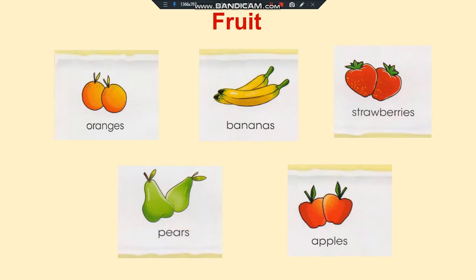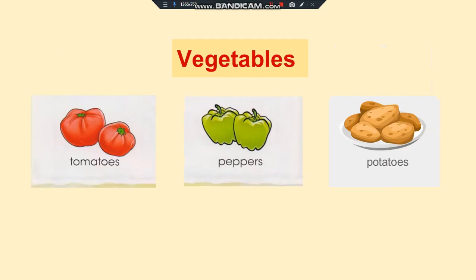Oranges, oranges, апельсины. Bananas, bananas, бананы. Strawberries, strawberries, клубника. Pears, pears, груша. Apples, apples, яблоки. They are vegetables, vegetables, овощи. Tomatoes, tomatoes, помидоры. Peppers, peppers, перцы. Potatoes, potatoes, картофель.